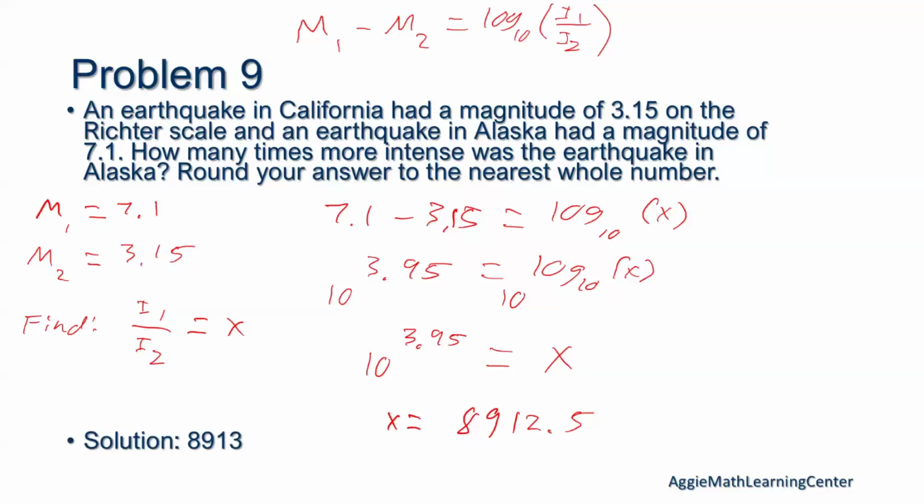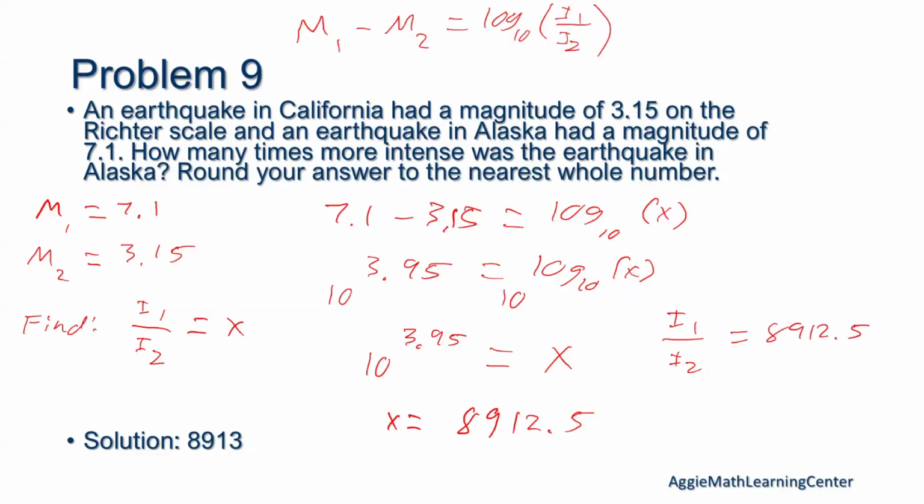So picture which one has to go on top and which one has to go on bottom. Right. But they're never going to ask what the scale is, because it would be 1/8,913th of Alaska. If it asked what's the value of California, that's not something they're going to ask. Because pretty much what this is saying for x is I1 over I2 equals 8912.5.